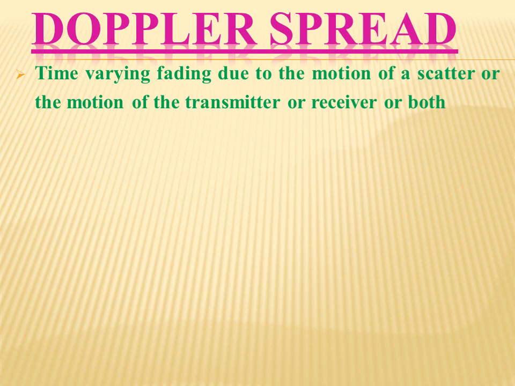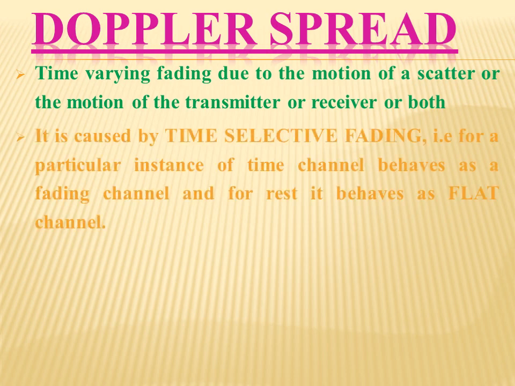Time varying fading due to the motion of the scatterer or the motion of the transmitter or receiver or both is Doppler spread. Doppler spread helps us to calculate another channel parameter, that is coherence time. Coherence time defines the time duration for which the channel is considered to remain constant and offers approximately equal gain. Coherence time is inversely proportional to the Doppler spread. It is caused by time selective fading.